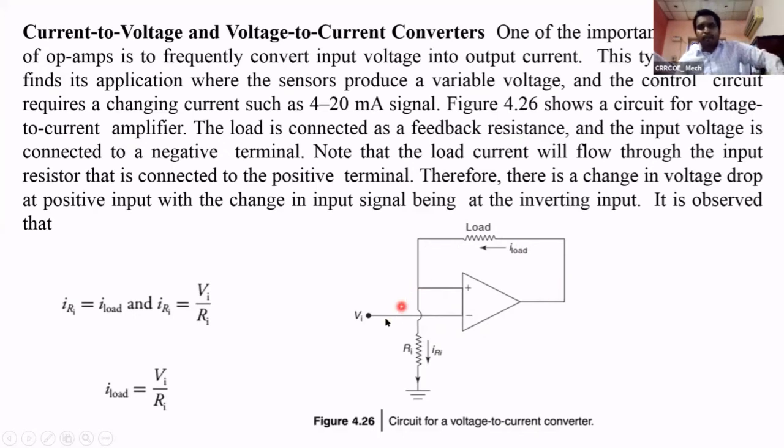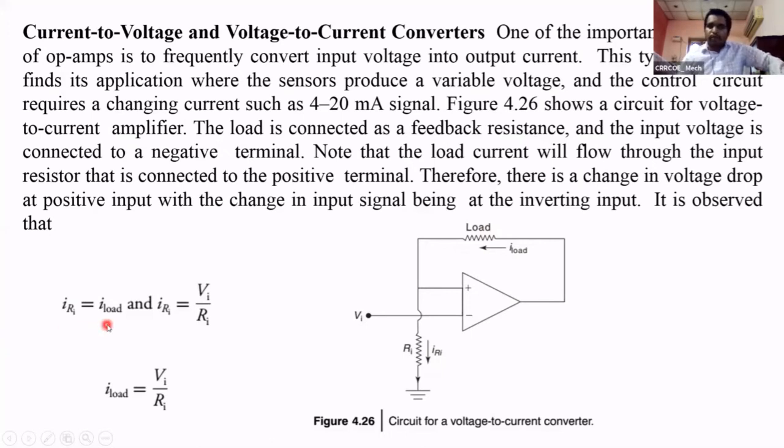Now the input voltage is given here at negative, and the current is flowing through the load to the input resistor like this. If you apply voltage at negative, the current from the output is moving in this direction, which means I load and I RI are the same and in the same direction. Both are connected in series. That's why I RI is equal to I load.